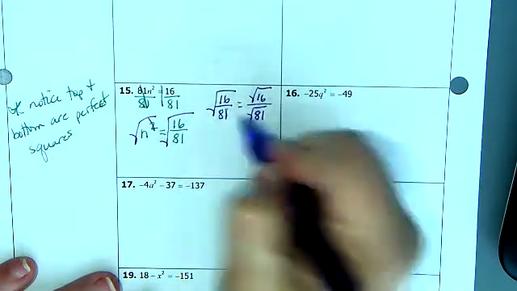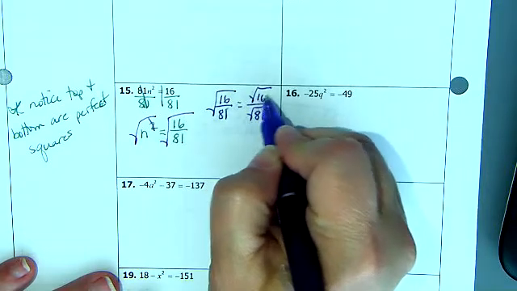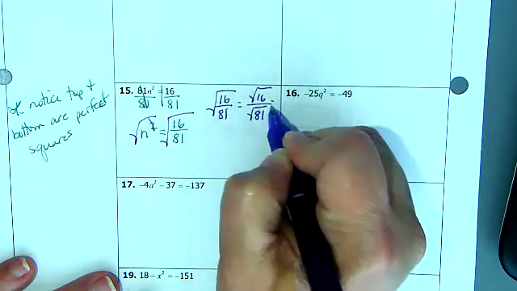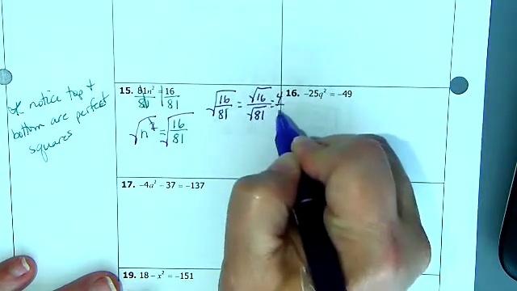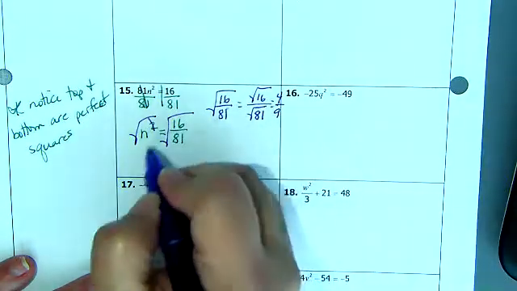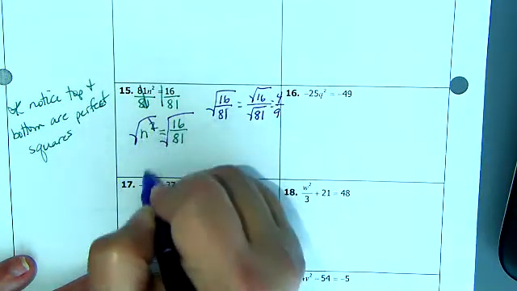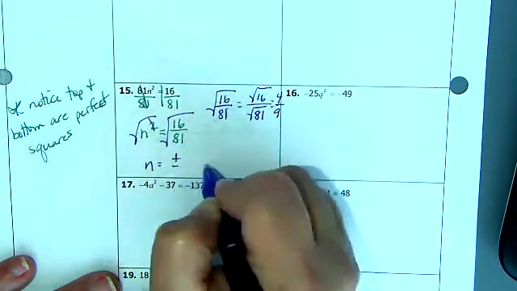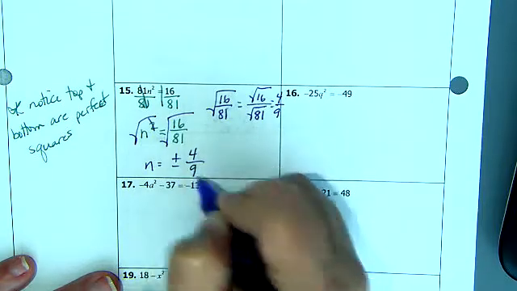Okay, so now I'm going to simplify that. The square root of 16 gives me 4. The square root of 81 is 9. So therefore, when I take the square root of n squared, n equals positive or negative 4/9.